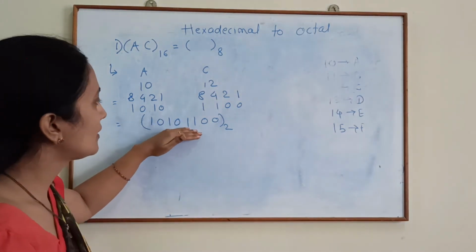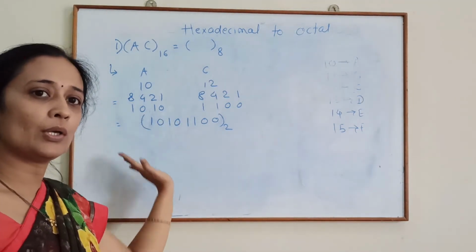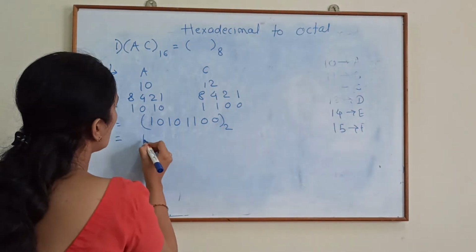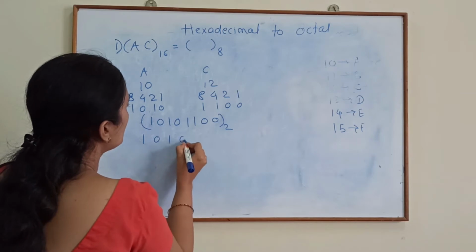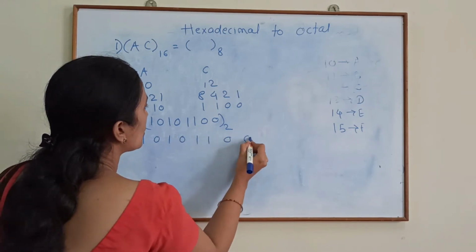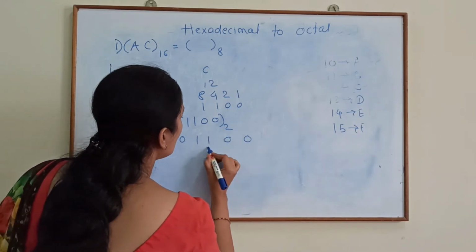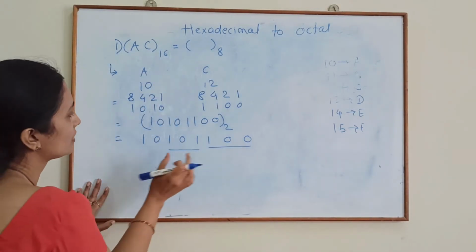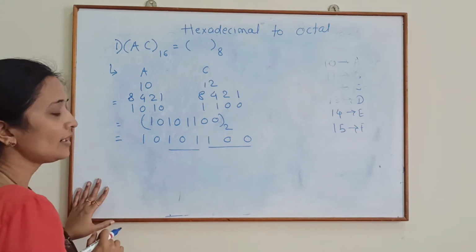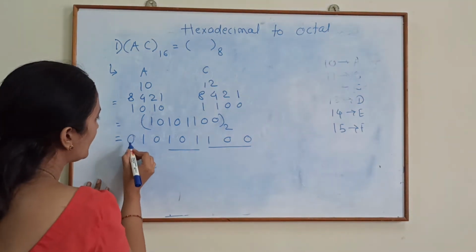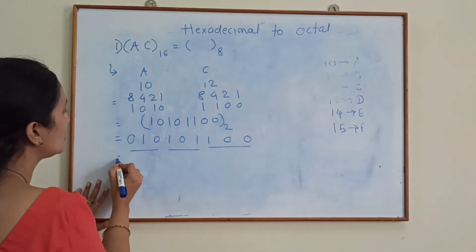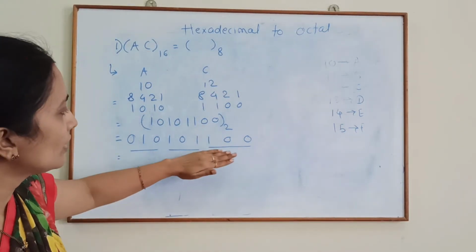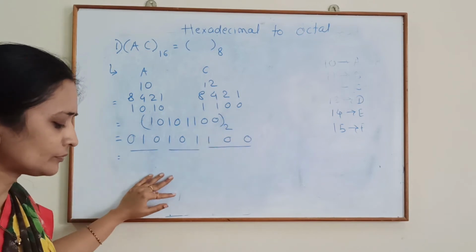Now from this binary number, we will convert to octal. What is the method for conversion? We have seen how to convert a number from binary to octal. From this side, make groups of 3. We will have 2 groups and only 2 digits remaining. In this case, add one more 0. Now how many groups are there? 3 groups are there. How to convert these groups into octal?